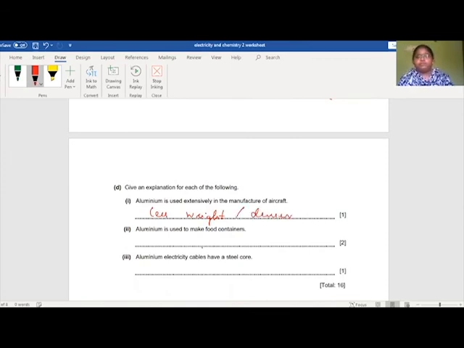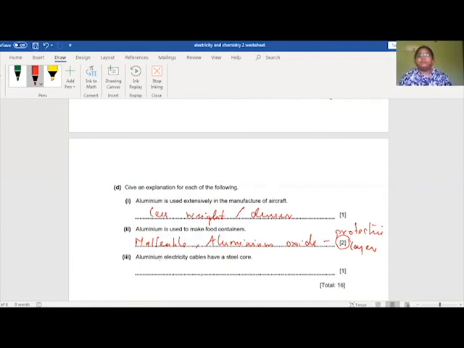Then, aluminium is used to make food containers. Why? Two marks here. Aluminium is malleable and ductile. That is one of the reasons. And the other reason is that it forms an aluminium oxide layer, which is a protective layer that protects the remaining aluminium from reacting with the food. So it is safe to use as food containers.